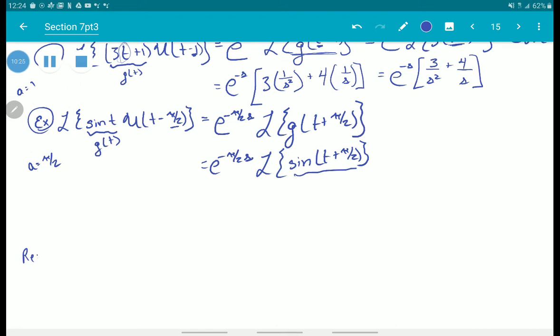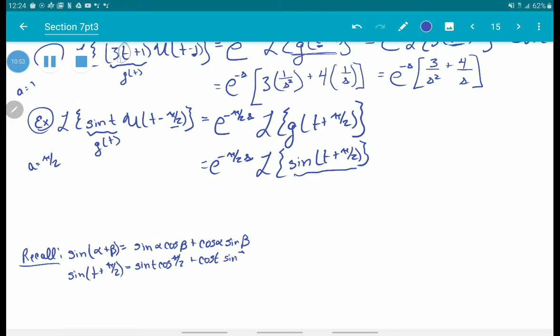So that's one of your sum and difference formulas back from 172. So we have the sine of alpha plus beta is equal to sine alpha cosine beta plus cosine alpha sine of beta. So sine of t plus pi over 2 is equal to sine of t cosine of pi over 2 plus cosine of t sine of pi over 2. So we know cosine of pi over 2 is 0, sine of pi over 2 is 1, so this guy just reduces to cosine of t. So that's some side work.